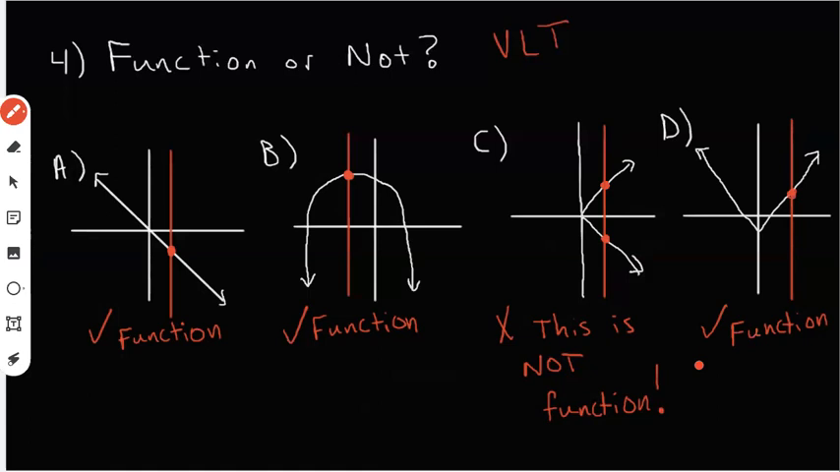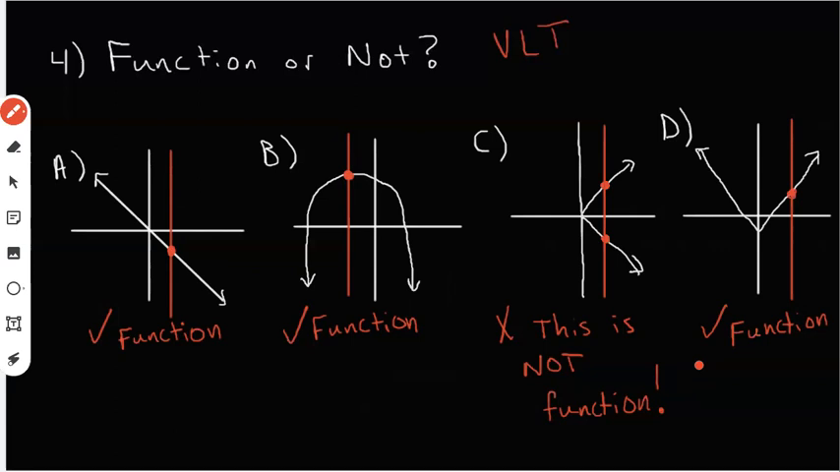So that's the way the vertical line test works. You're going to be drawing your vertical lines. And if they go through once, hey, no problem. But if they go through twice, you'll know that it's not a function. So that's number four, the vertical line test. Okay?